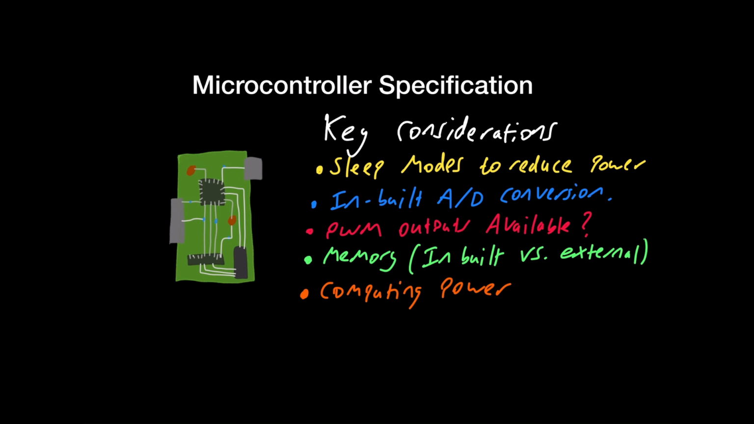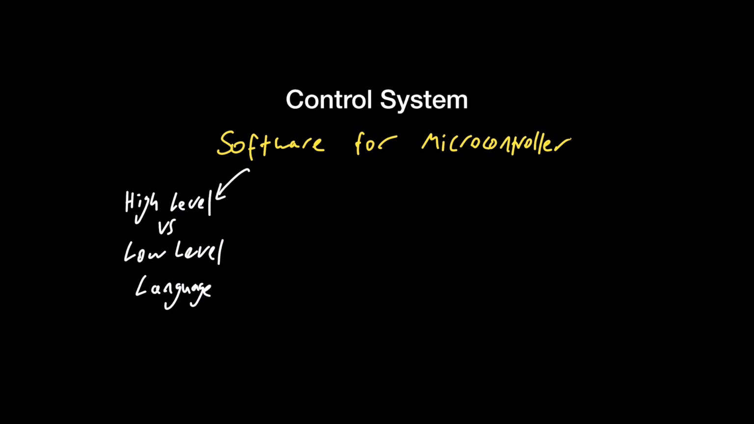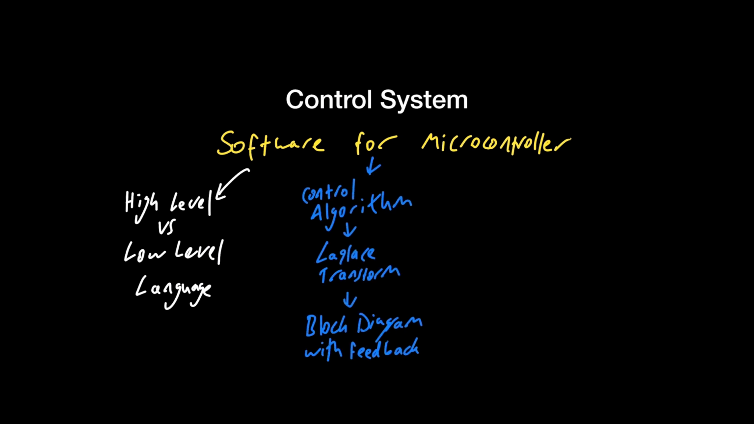There are some final touches that are needed to get the basic system up and running, such as software for the microcontroller. Firstly, you need to consider if a high-level or low-level programming language is needed for the level of control required. The control algorithm is needed, which is often done by taking Laplace transforms to find the transfer function, then producing a block diagram with feedback. This is how you would implement a controller. Then the user interface can be considered, such as an app for a phone, so that the farmer can monitor their plants more efficiently.